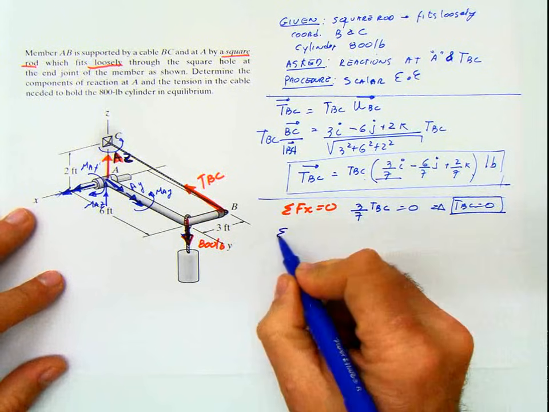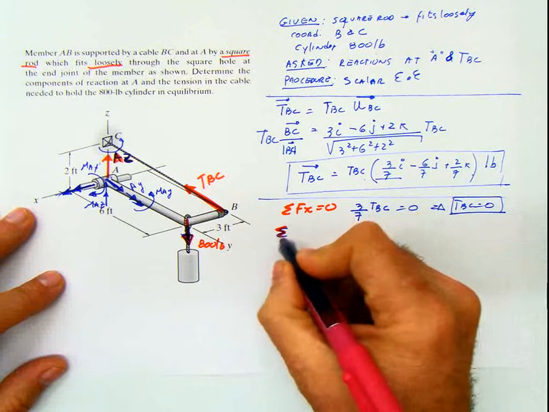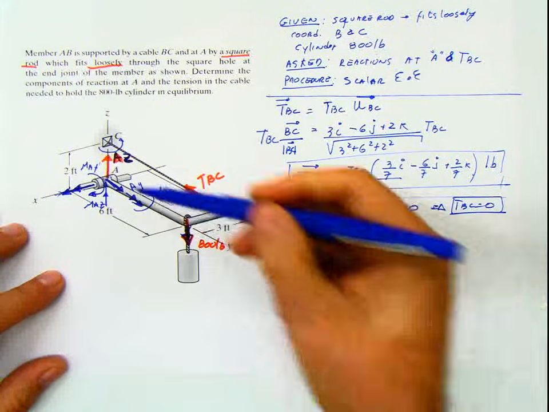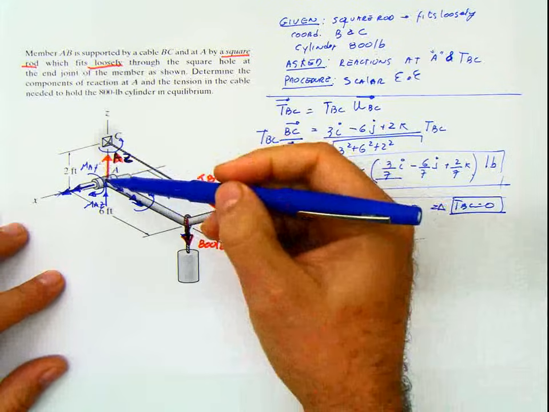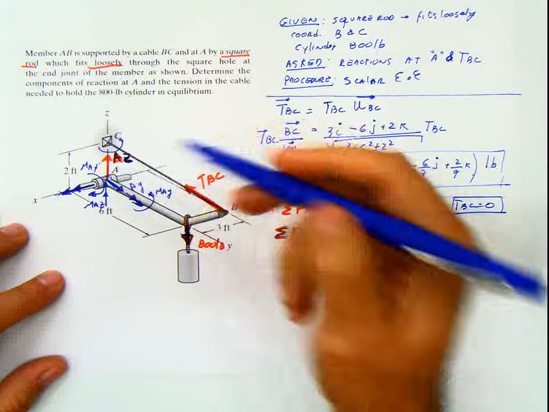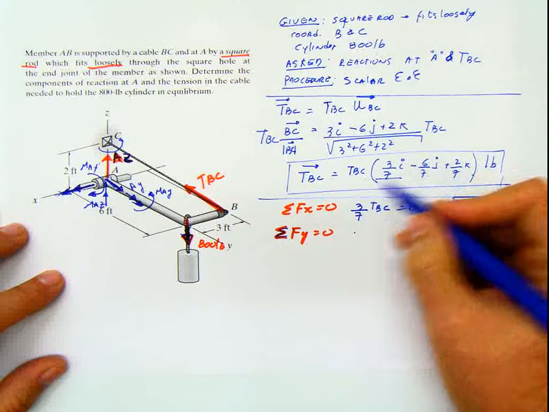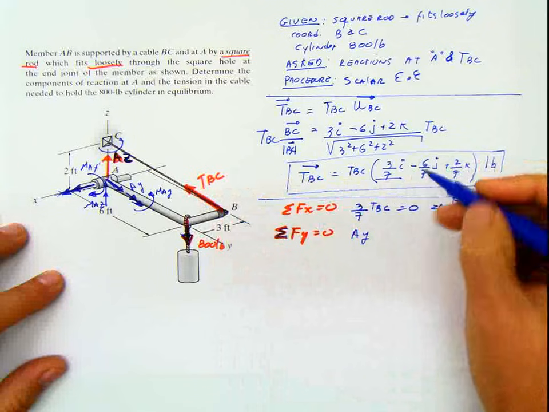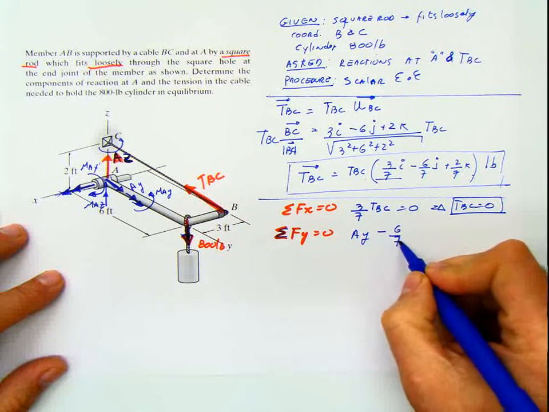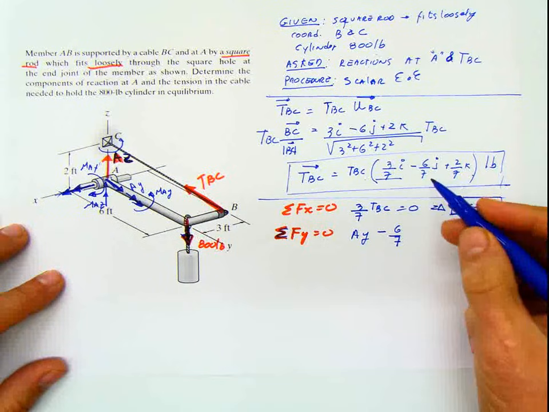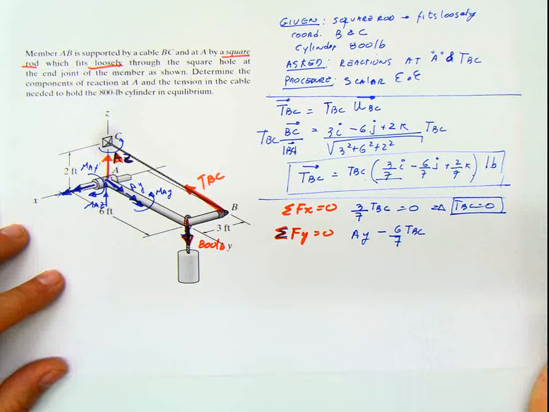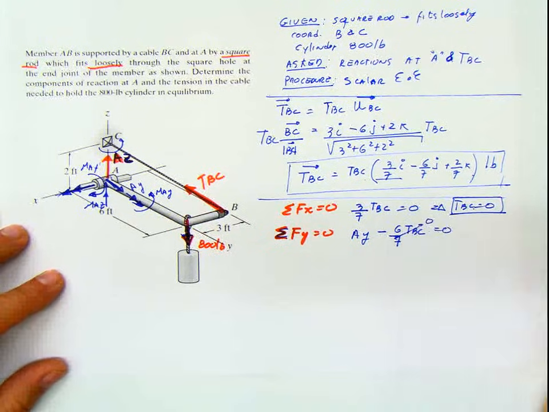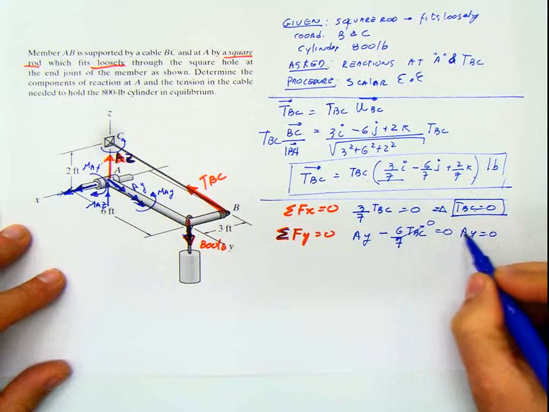Now if we do summation of forces in Y equals 0, let's see what we have in Y. Y is this direction. So in direction Y I have AY, and I have the J component, which is negative 6/7 of TBC. I don't have anything else, equals 0, but we just said that TBC is 0, so that means also that AY is 0.